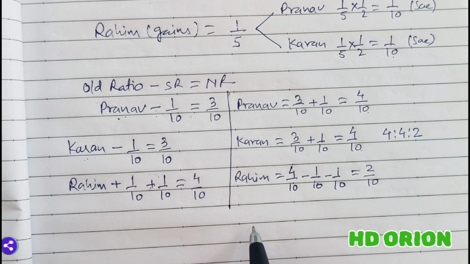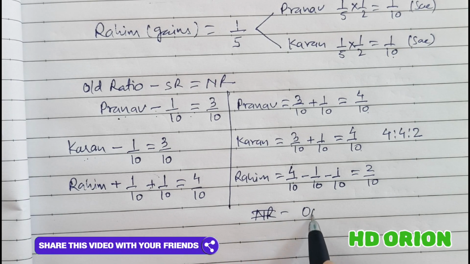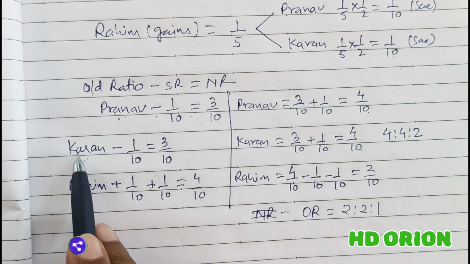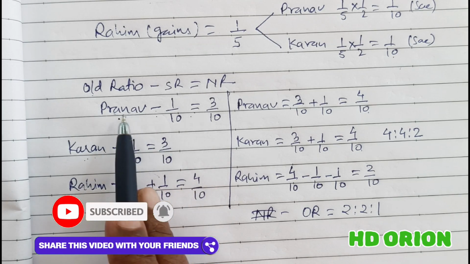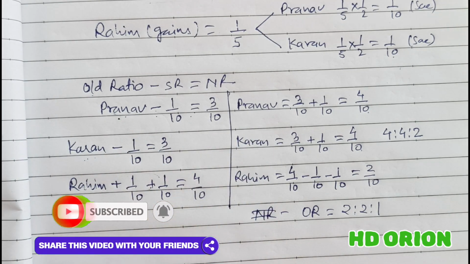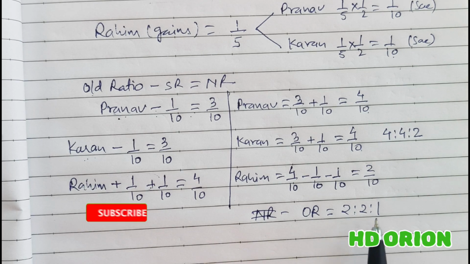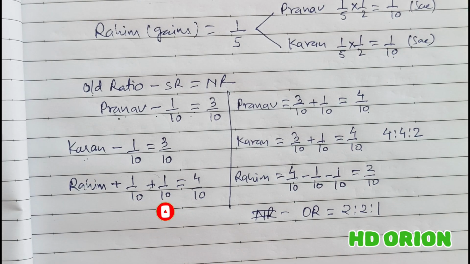Or you can further simplify it as the old ratio, 2:2:1, because the names represent the old ratio. Old ratio minus sacrificing ratio is equal to new ratio. So the old ratio is 2:2:1. I hope you have understood the concept and have watched the full video.